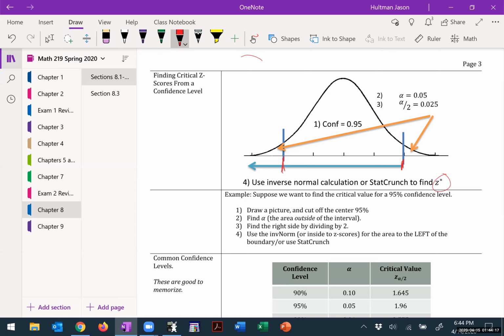Because generally, here's the thing. Here's my population. And if mu and sigma are given, then I can just use z.